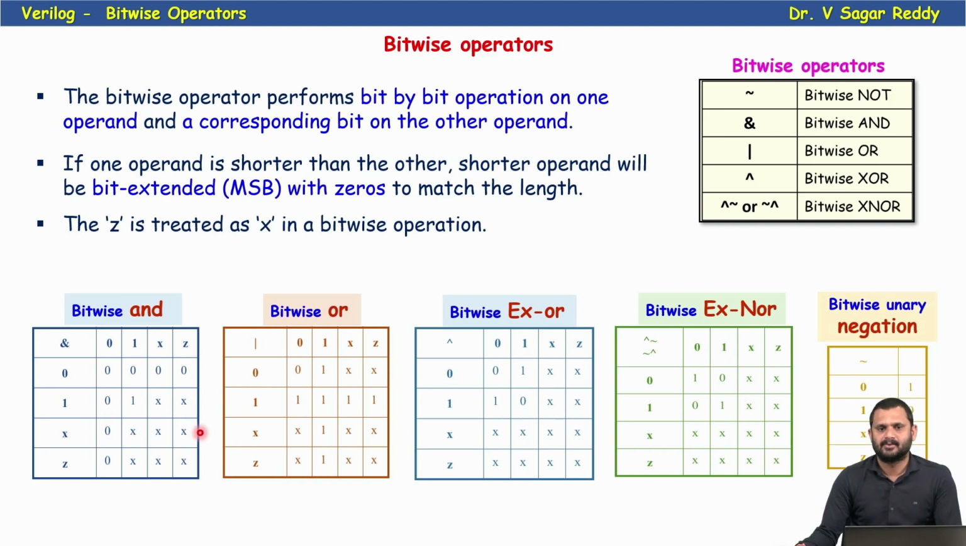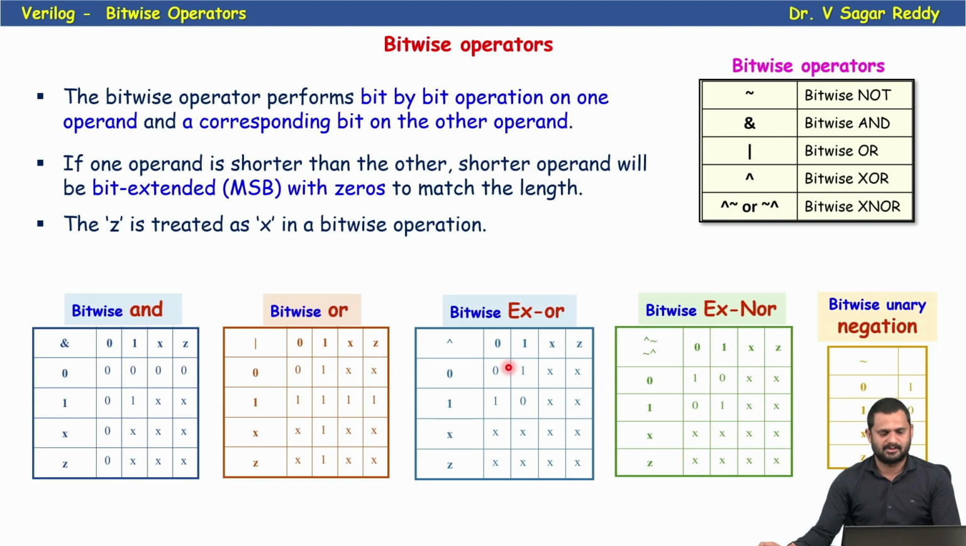Other than 0, for example, if another operand is 1, X or Z, the output is X. In the same way, see in this bitwise OR, if one operand is 1, irrespective of the other operand, the result is 1 only. Other than 1 in the OR, if you get X or Z, the output is X only. So better you pause this video and try to find the result of the various bitwise operators here. Clear? I hope you understand this bitwise operator.